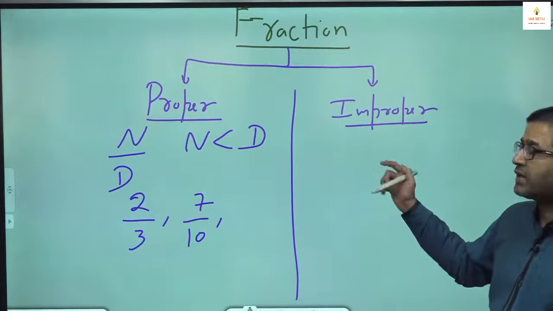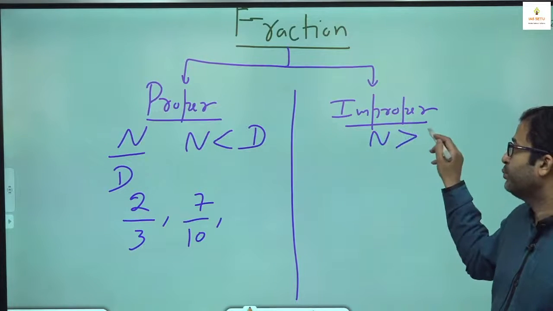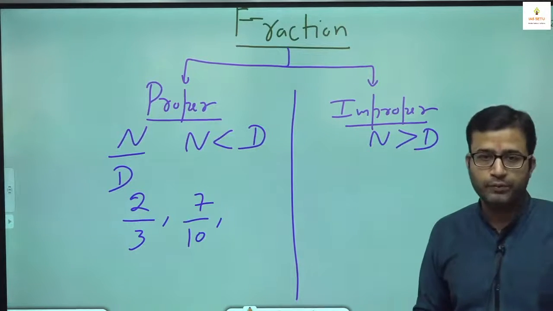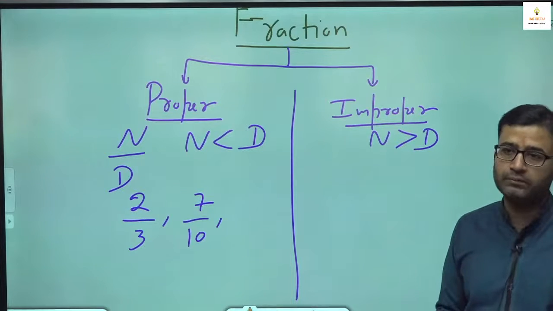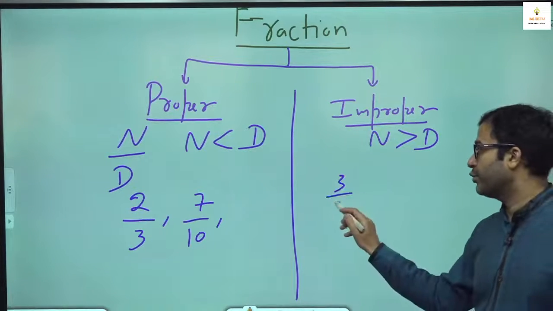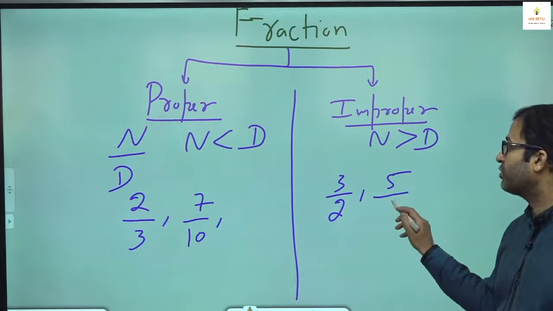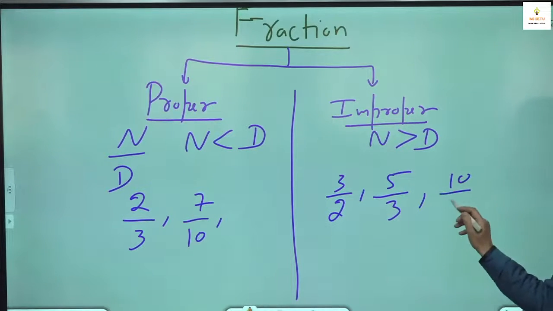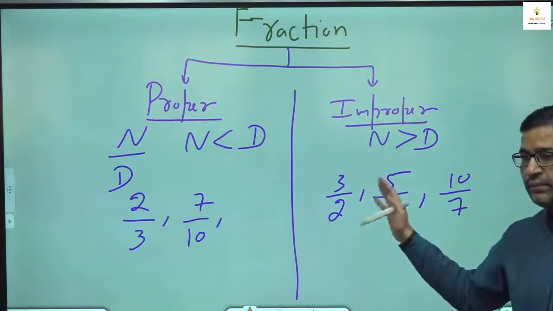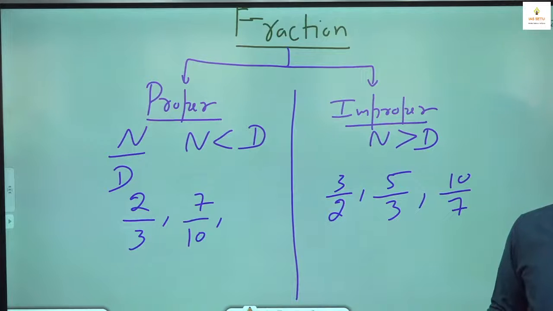Whereas improper fractions are where numerator is more than denominator. The numerator will be bigger than the denominator. Like 3 by 2, 5 by 3, 10 by 7. These are called improper fractions. Proper fraction, improper fraction. Now tell me one thing.